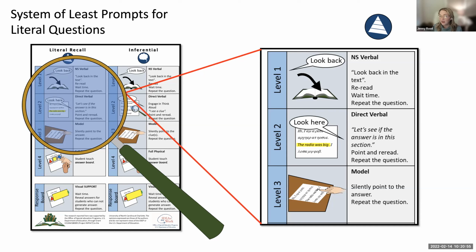Still incorrect. Now we're going to give a direct verbal. Like, let's see if the answer is in this section. Reread just that sentence, repeat the question. And then a model. I might silently point to the answer and repeat the question.